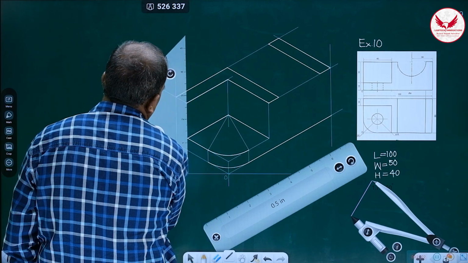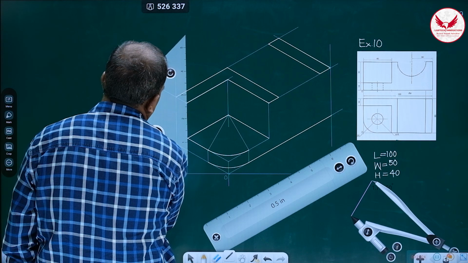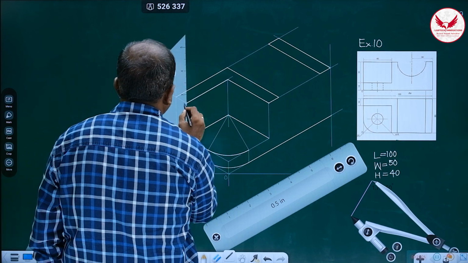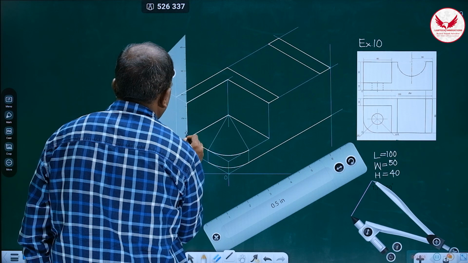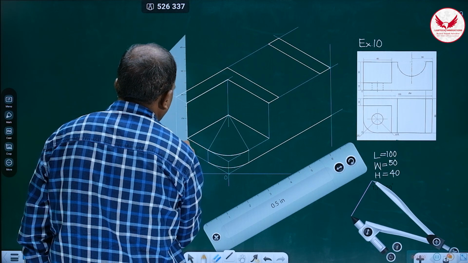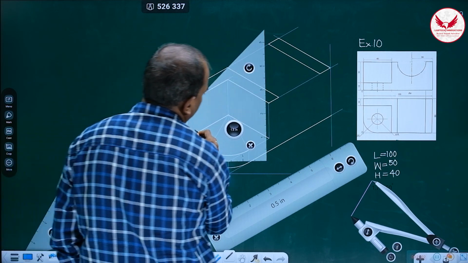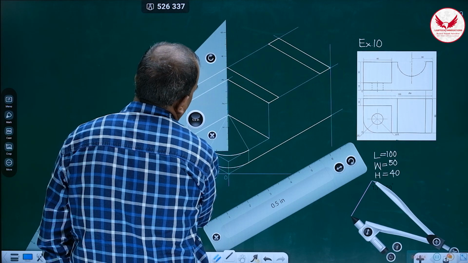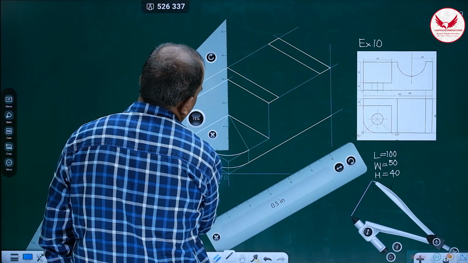So with the help of roller scale or drafter, you can draw very fast. You will need almost half the time of what I am taking. Or with the help of a pencil, the time will be very less.